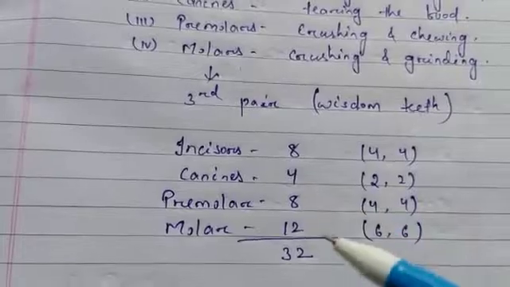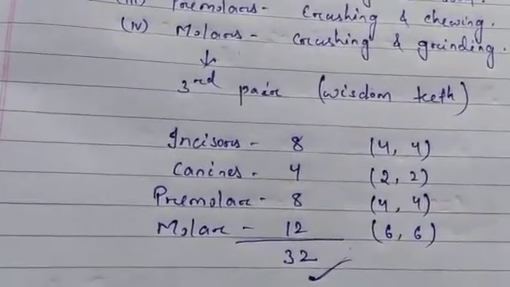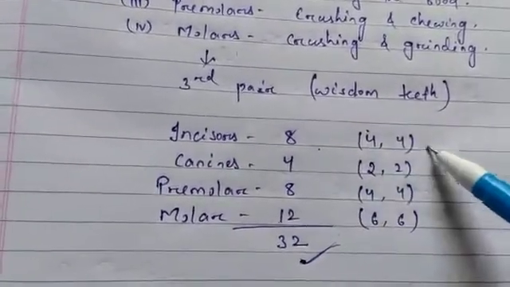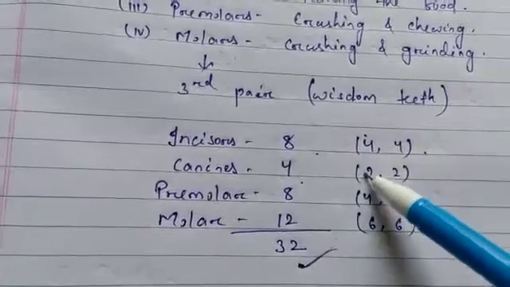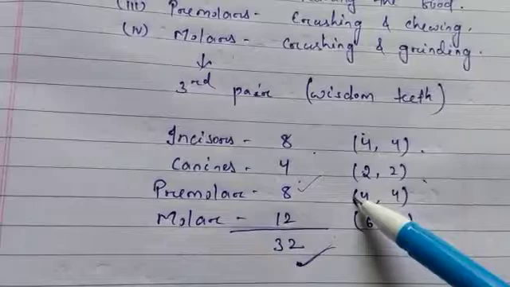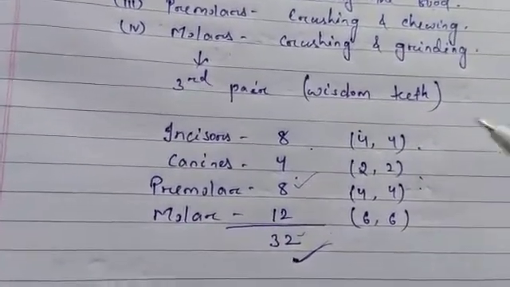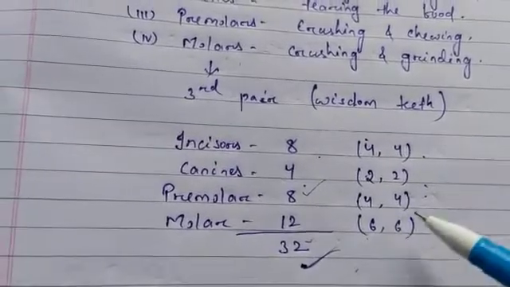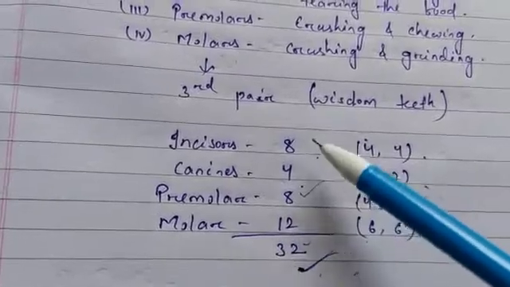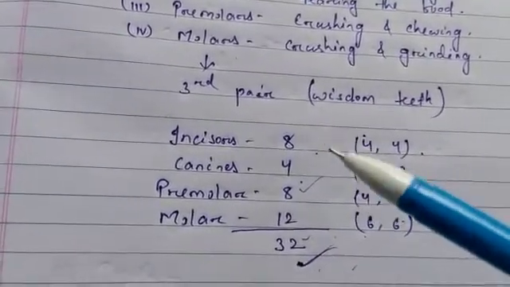Now we can see that human beings have a total of 32 teeth, as I told you in the previous class. We have 8 incisors, 4 in the upper jaw and 4 in the lower jaw. We have 4 canines, 2 in the upper jaw and 2 in the lower jaw. We have 8 premolars, 4 in the upper and 4 in the lower jaw. We have 12 molars, 6 in the upper jaw and 6 in the lower jaw. So in total we have 32 teeth. That is why we say that an adult human has 32 teeth.